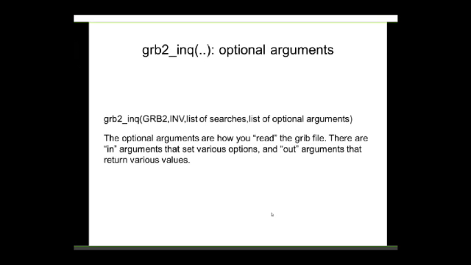Optional arguments. There are 2 types of optional arguments. They're in any order, they're both in arguments and out arguments. The in ones are set by the program, the out ones are set by the submachine. Next, please.